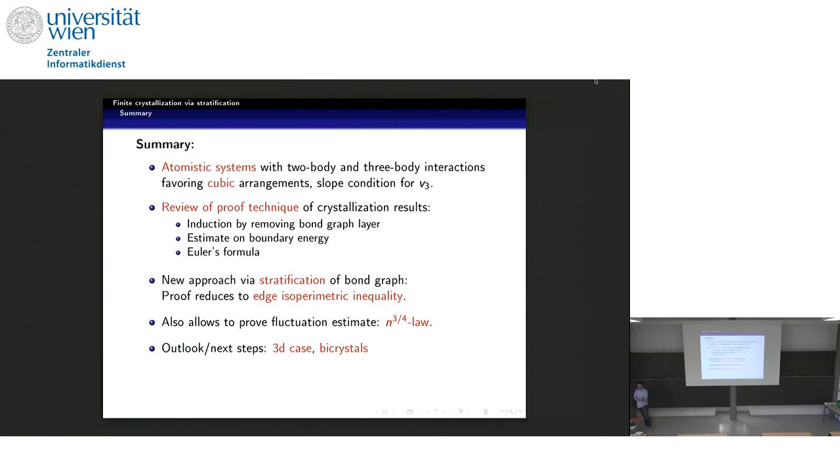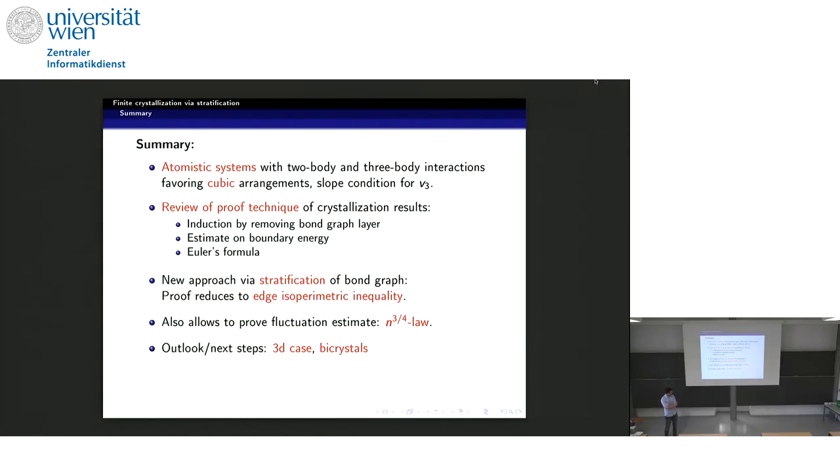Now, a final comment. So the question maybe that I didn't answer yet is, why do I do that? So everything that I did was just reproving results which have been known. And our idea was to have a different proof strategy because we have different new applications in mind. And two applications that I want to mention is, first of all, we are trying to tackle the 3D case in the cubic lattice together with Leonard. And for that reason, we were thinking that not needing boundary energy estimates is a first important step.